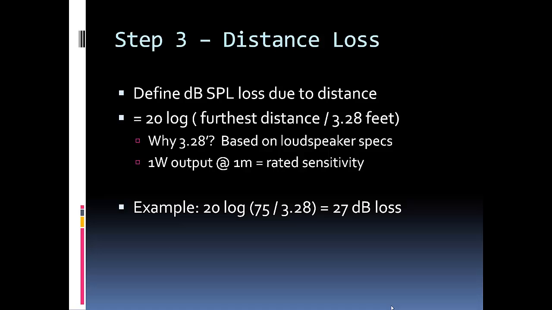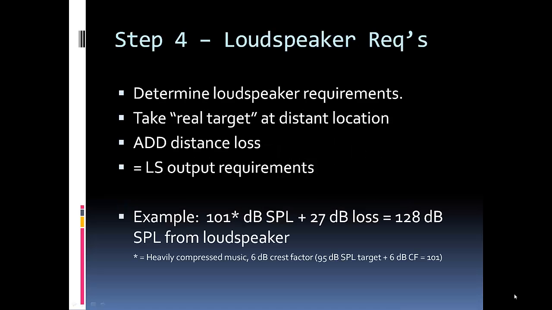Step 3, taking into account distance loss. We have to know how much we're losing due to distance from that original location of our loudspeaker. Now here's where we take into account all of those and start figuring out what our loudspeaker needs to do. We take the real target, which takes into account crest factor, at that distance location. We need to add the amount of distance loss, and that gives us the amount that our loudspeaker must produce.